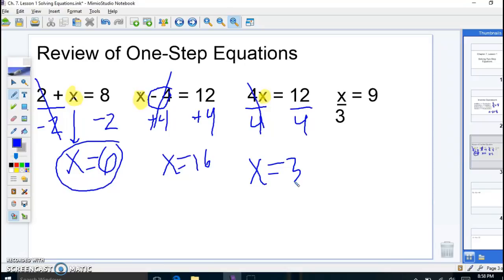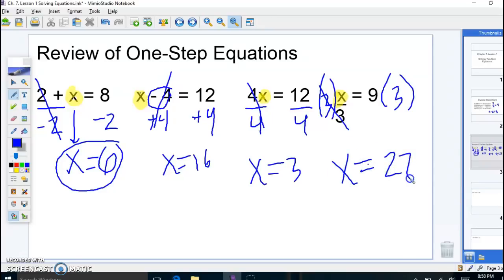And then our last problem says x divided by 3 equals 9. So we identify the variable, which is x. We're dividing by 3, so the inverse of dividing by 3 would be to multiply both sides by 3. That cancels out. You're left with x equals, and then 9 times 3 is 27.